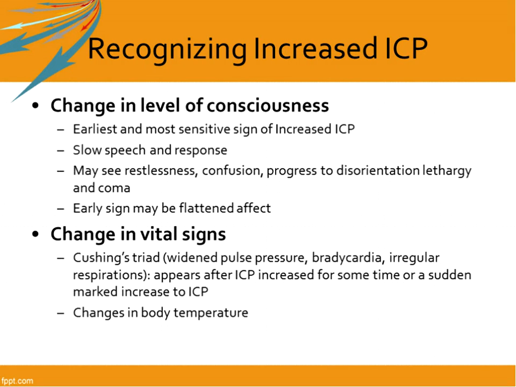The other thing I want to say underneath the vital signs is that you can also see a change in body temperature. This is because the increased intracranial pressure impacts the hypothalamus. So what we want to do is try to keep that temperature between 96.8 and 98.6. That's pretty easy to remember because you just have to transpose the last two numbers, okay? 96.8 to 98.6. It's a pretty easy range to remember.